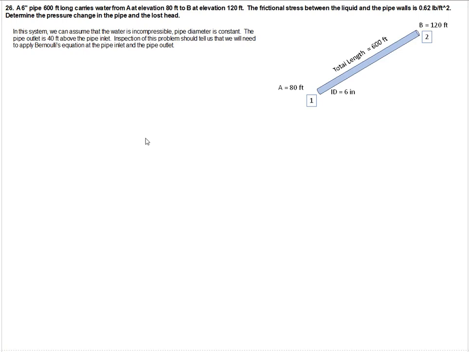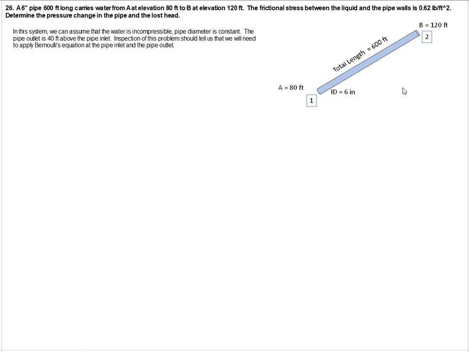In this problem, we have a 6-inch diameter pipe that is 600 feet long and is carrying water at an elevation of 80 feet, position A, to position B, which is an elevation of 120 feet. We are told that the frictional stress between the liquid and the pipe walls is 0.62 pounds per foot squared. Determine the pressure change in the pipe and the lost head.